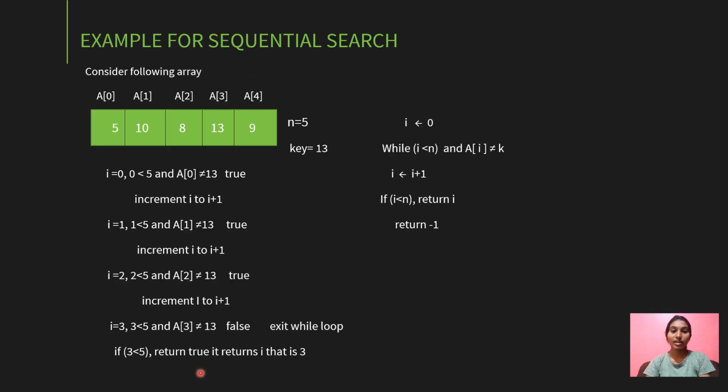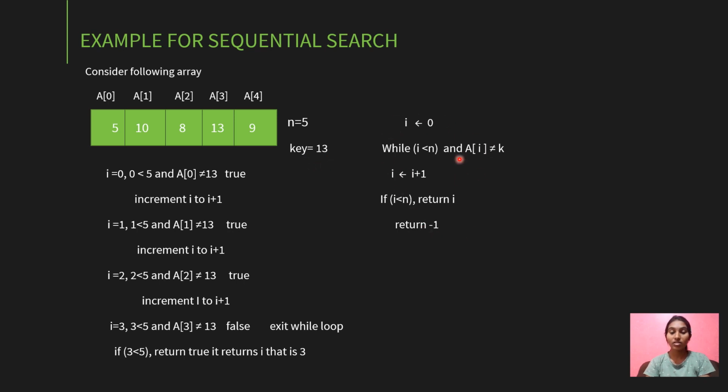Let us consider an example for this. These are the elements that are present in the list, and A[0], A[1], A[2], A[3], A[4] are the index values of these elements. n equals 5 because we have 5 elements in the list. Suppose we have to find 13 in this given list of elements. So the key value will be 13 for us.